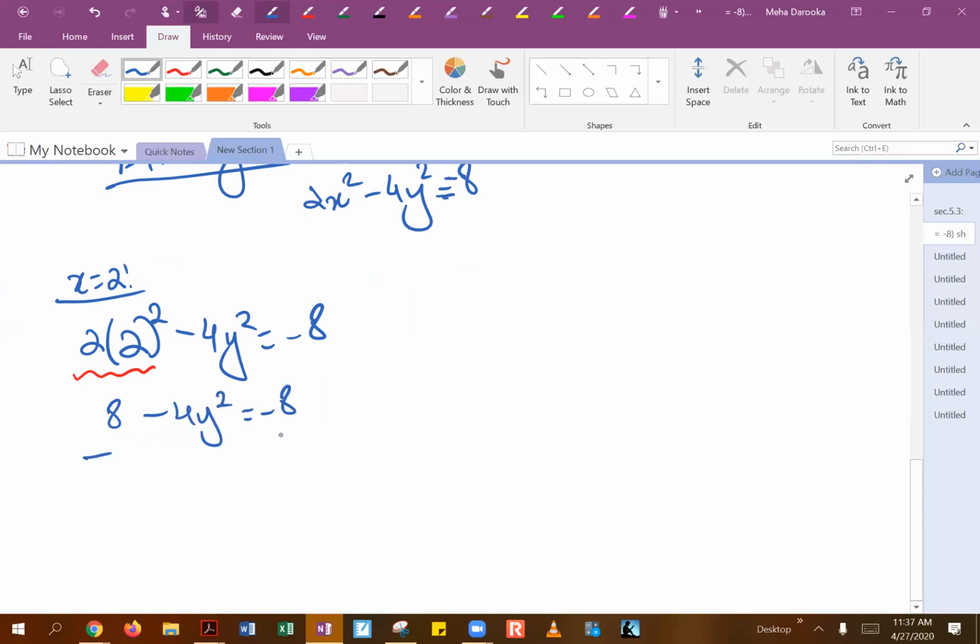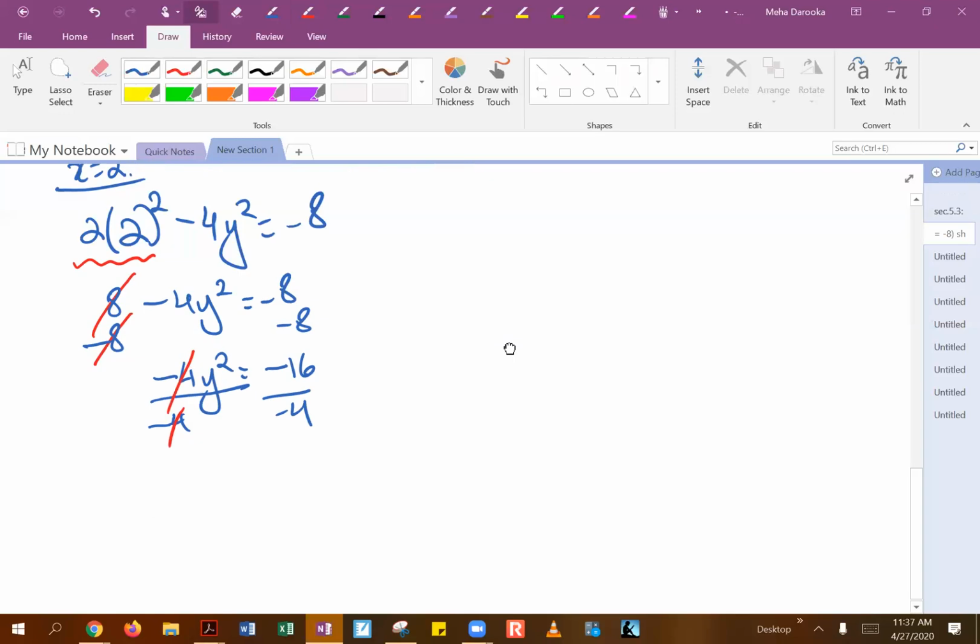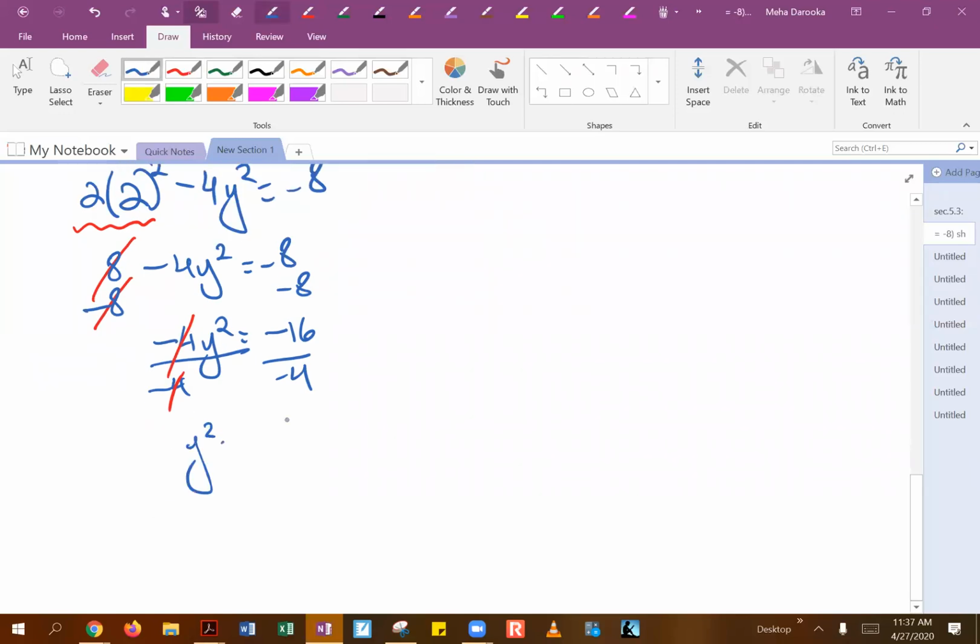Go ahead and move that guy to the other side. Our goal right now is to get y squared by itself. So on the right-hand side, you've got negative 8 minus 8, which will end up giving us negative 16. Divide both sides by negative 4. We get y squared equals, 2 negatives will become positive, and then of course 16 divided by 4 will give us 4.